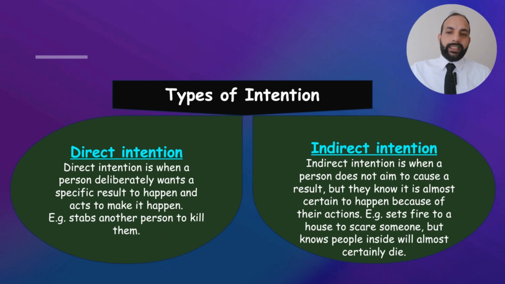Okay, indirect intention is when a person does not aim to cause a result, but they know it is almost certain to happen because of their action. Meanwhile, the action is criminal, but he doesn't actually want the result that comes out. For example, a person sets fire to a house to scare someone, but the people inside will almost certainly die. Your intention is not to kill somebody, just to scare them, but obviously when you set a house on fire, the person inside could die. So that is your indirect intention. If the person inside dies because of the fire, it comes under indirect intention, and obviously, since somebody died, that is also criminal liability.